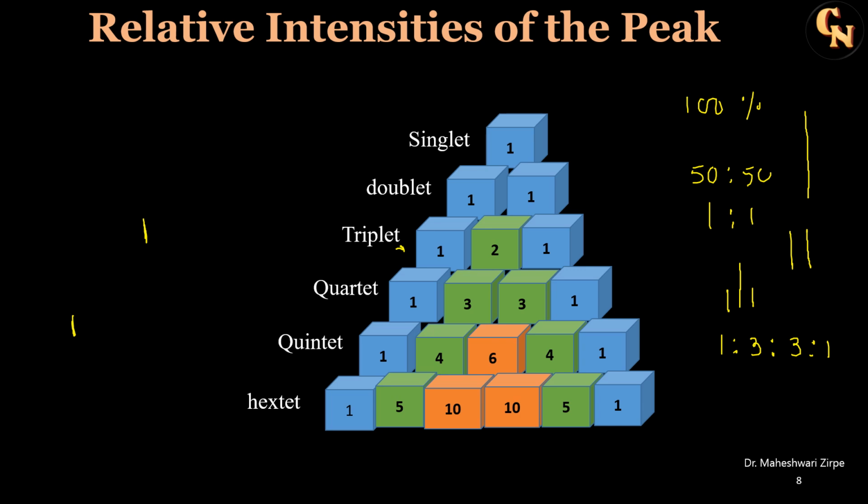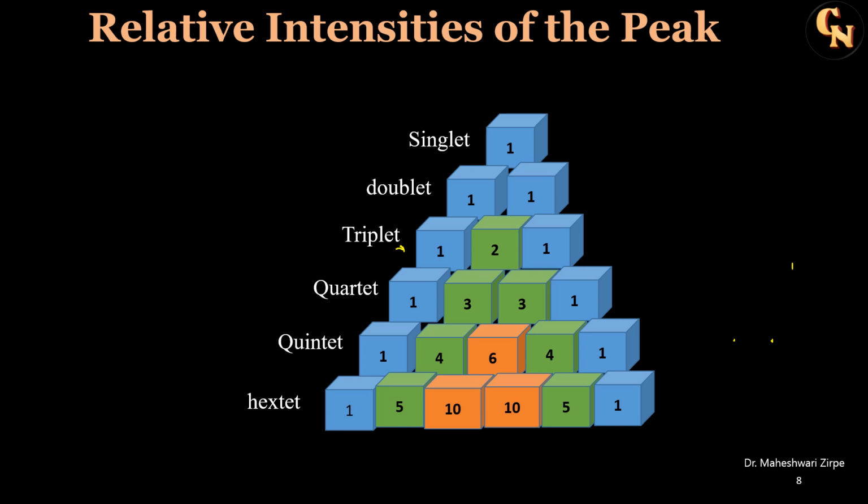Now you will wonder how to remember these intensities for singlet, doublet, triplet. It is very easy, because the triangle which we have drawn is known as the Pascal triangle. So this Pascal triangle, you can just draw one triangle, and the first layer we will number as 1. In the second layer there will be 2 boxes, which will be 1 and 1 again.